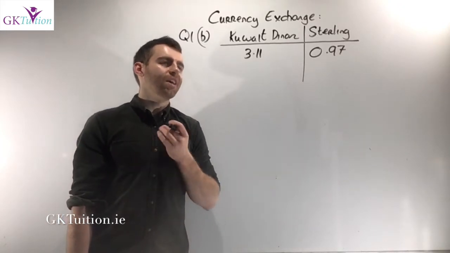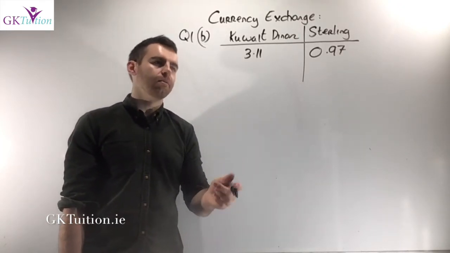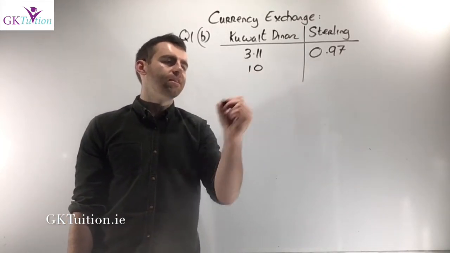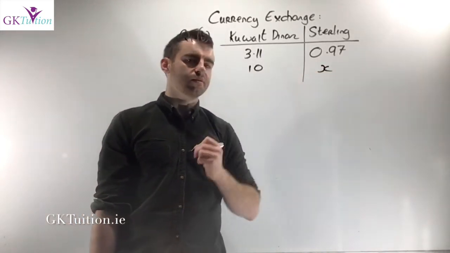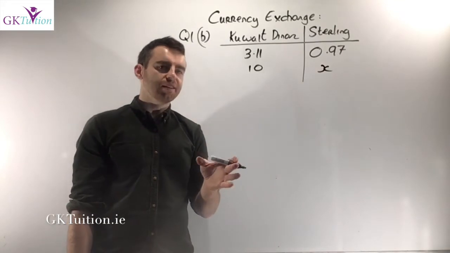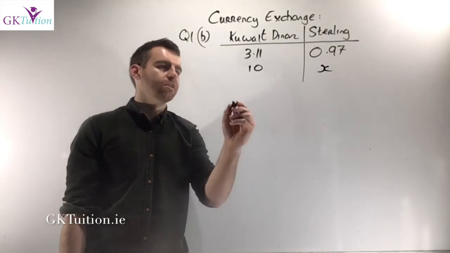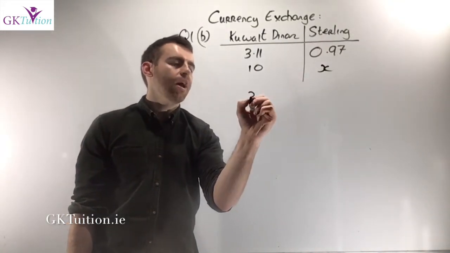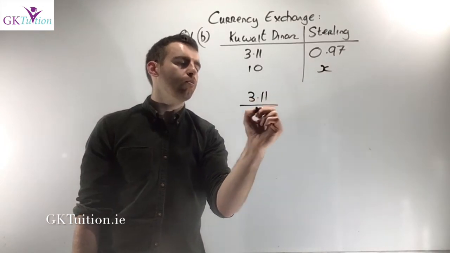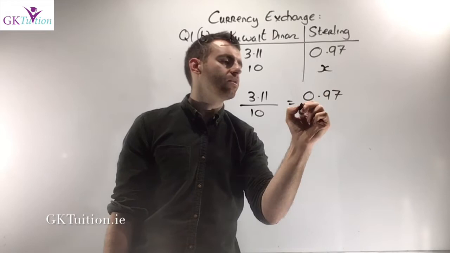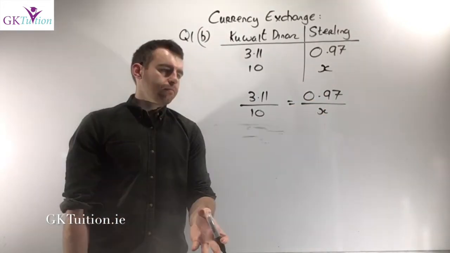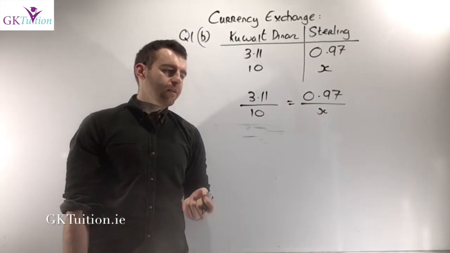I've been asked to convert 10 Kuwait dinar into sterling. So obviously that means that I know that this is going to be a 10. And I need to work out what is the equivalent amount of sterling. So now that I've set this up, I can just ignore this table and write them as fractions. 3.11 over 10 is obviously equivalent to 0.97 over x. And now my goal needs to be to eliminate the fraction.